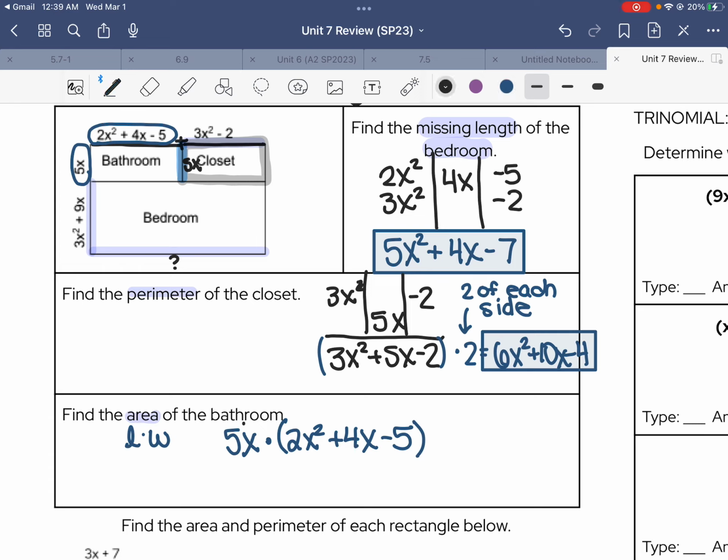Then, I'm going to multiply 5x times 2x squared, which is 10x cubed. 5x times 4x. 5 times 4 is 20. And there's both an x on the 5 and the 4. So that's 2 x's, or x squared. And then 5 times negative 5 is negative 25. And there's only an x on the first 5 this time. So I only need one x, or x to the power of 1.